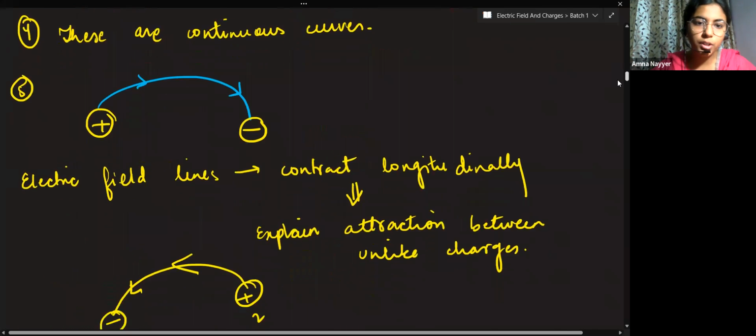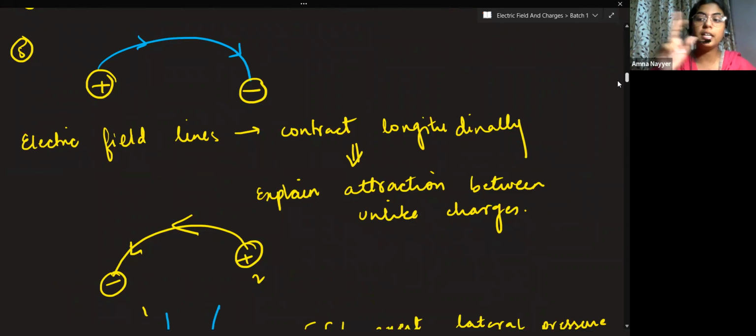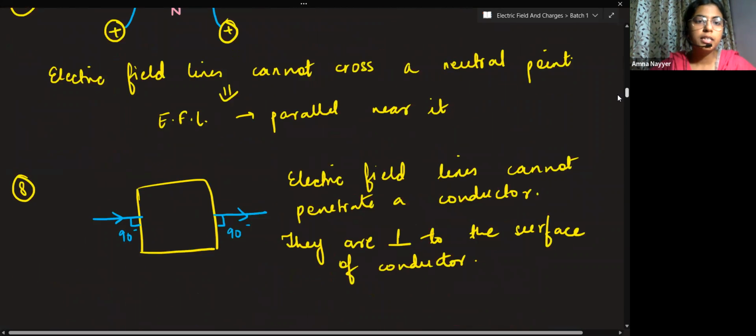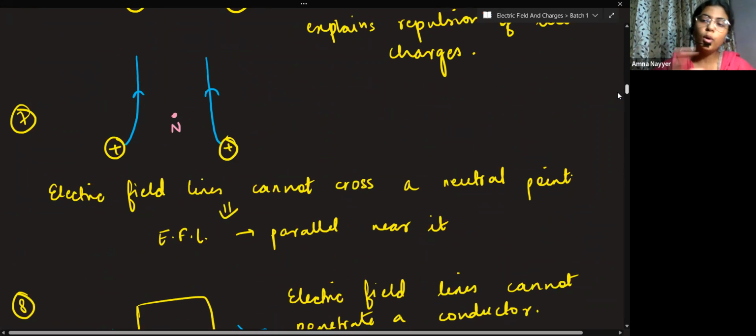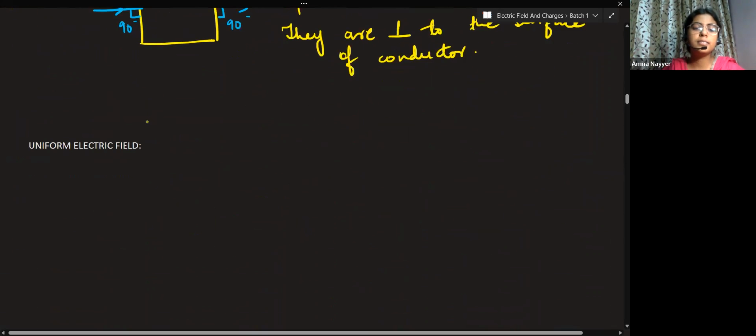And these are continuous curves. Electric field lines emerge from the positive charge and terminate at the negative one. Then the point where no electric field line crosses, this means this is the neutral point. Now see one more thing in this.